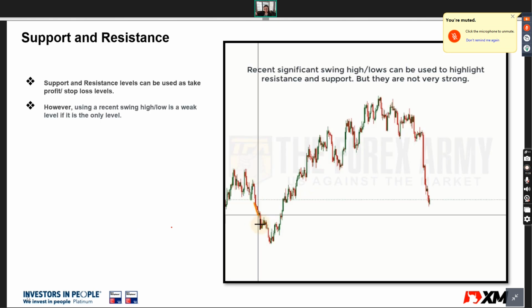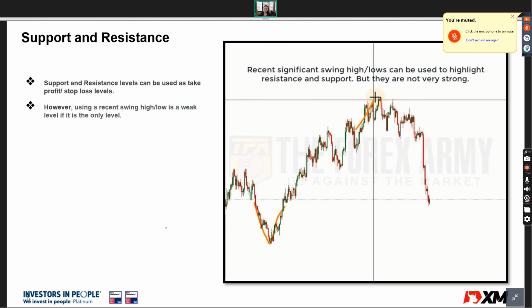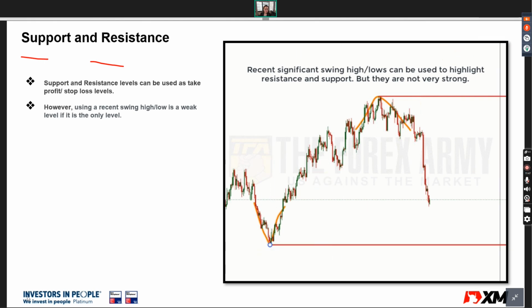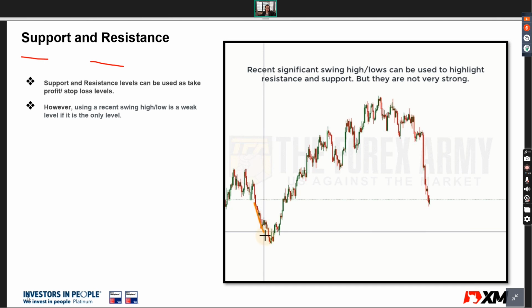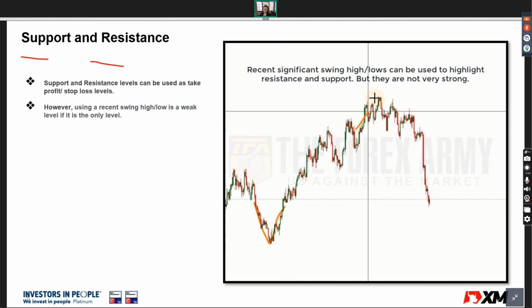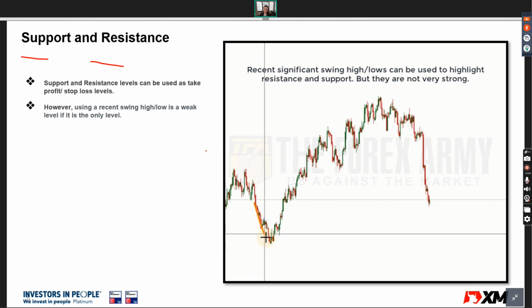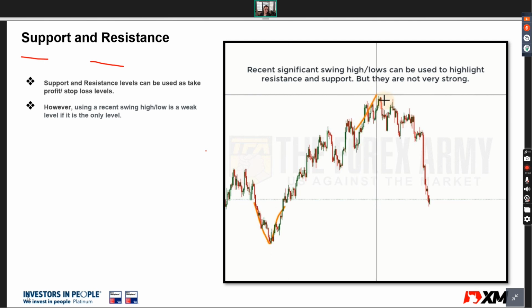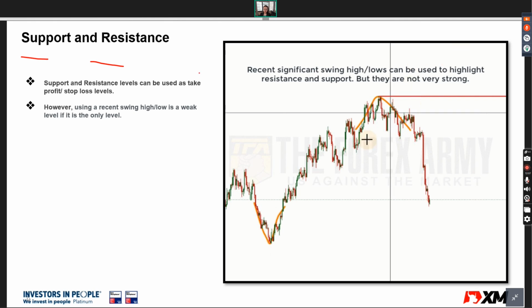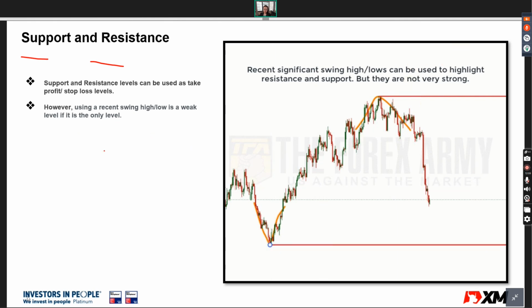Now, how are you going to identify support and resistance? A lot of people ask me which time frame is suitable for drawing support and resistance. The answer depends on your trading style. If you're a scalper, of course you can draw on either M5 or M15, but if you go to the lower time frame, it has a lot of noise, right? So you will see a lot of movement there.